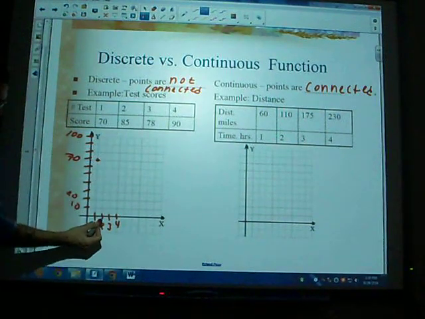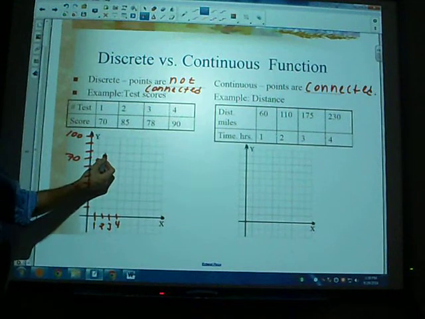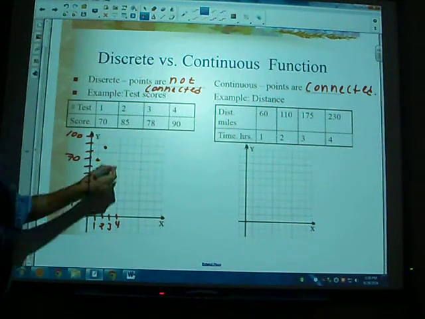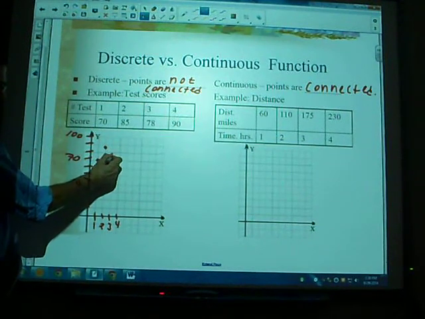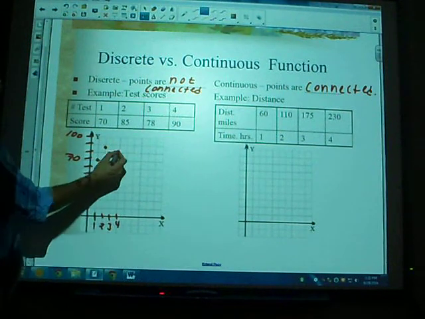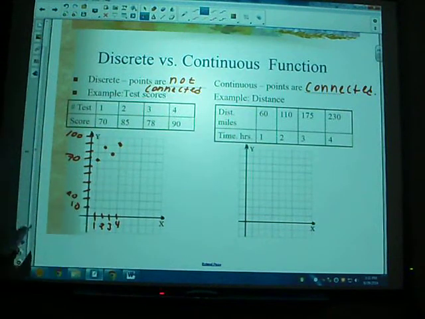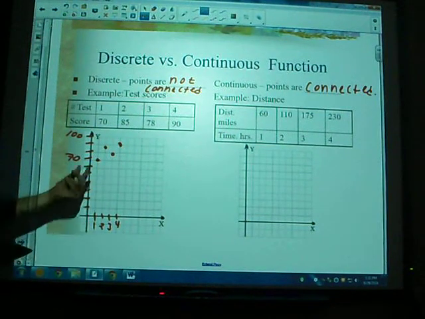On the second test you got 85%. So 80, 85 is right here. On the third test you got 78. And on the fourth test you did very well and you got 90%. However, there are no tests in between. There are no other points.